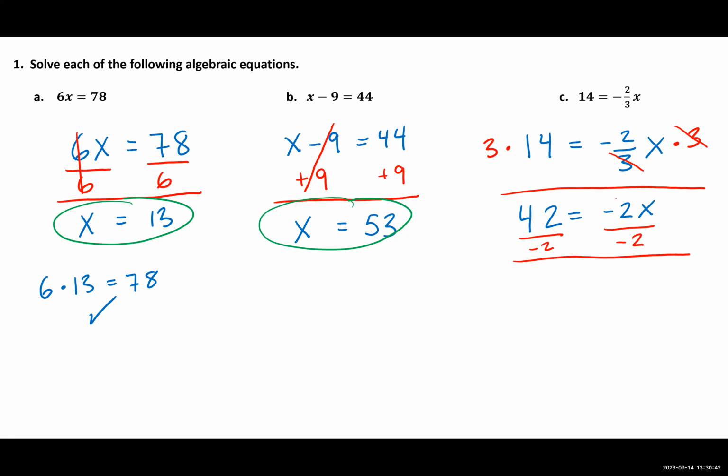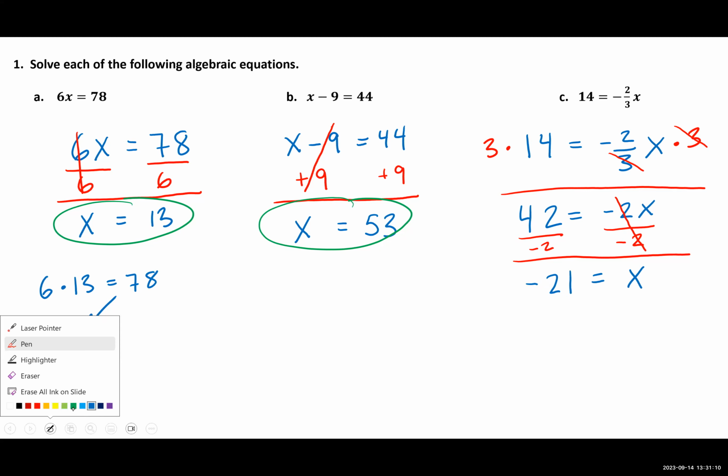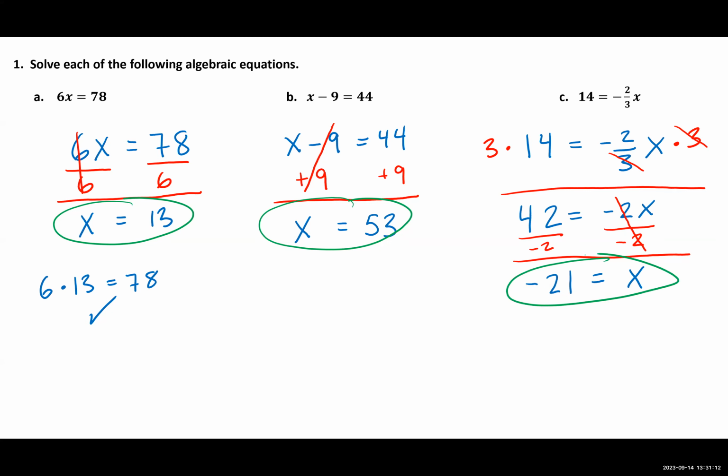On the right, the times -2 and divide -2 cancel each other out. -2 over -2 is equal to 1. So we basically have 1x, or just x. That's what we want. And on the left, also, we're dividing by -2. If we take 42 divided by -2, that will give us a negative, because a positive divided by a negative is negative. That'll give us -21. All right. So that's our answer for part C.